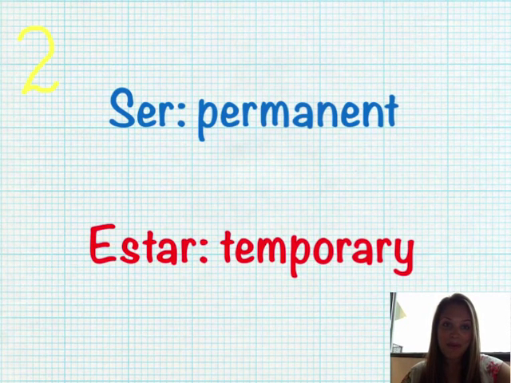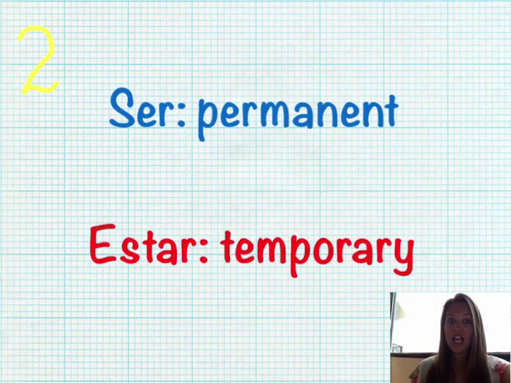Another way that you can remember the difference between ser and estar is that ser is used for permanent things and estar is used for temporary. So for ser, if I want to say that I am Señora Mora, I would say yo soy Señora Mora because I am always Señora Mora. For temporary, if I want to say yo estoy contenta, I am happy, right now I am happy, so it's temporary.